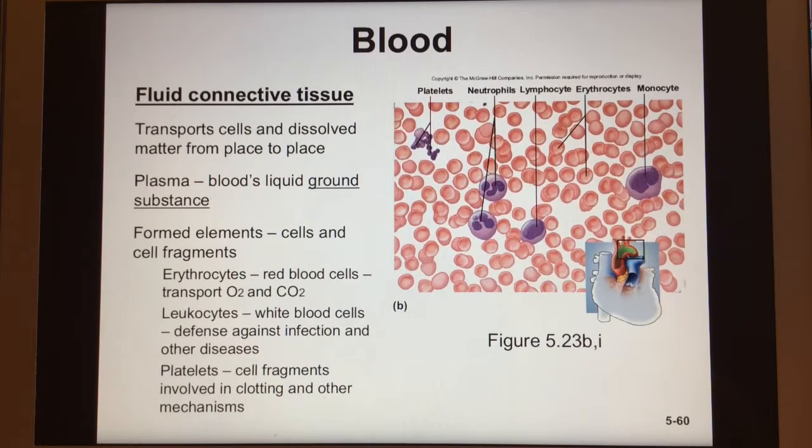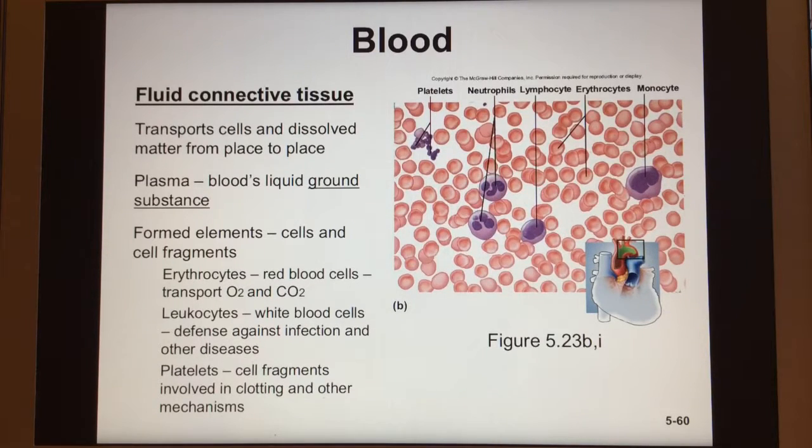I feel like this is our last type of tissue. I'm not sure. The blood is a fluid connective tissue. Its function is to transport cells and dissolved matter from place to place. The blood has a liquid ground substance, which is called the plasma. And then the cells and cell fragments are called formed elements. But really they're just cells and cell fragments.